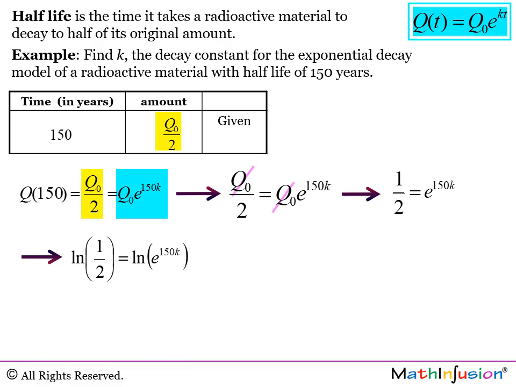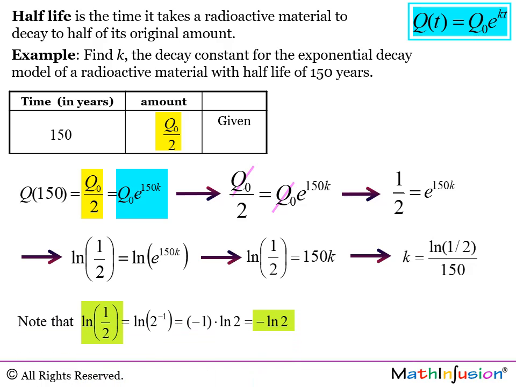Now I can apply ln to both sides. And I get that ln of 1 over 2 equals 150k. And k equals ln of 1 over 2 over 150. I would like to note that ln of 1 over 2 is ln of 2 to the negative 1, which is negative 1 times ln of 2, which is negative ln of 2.